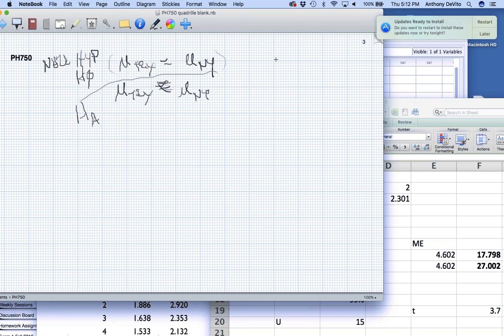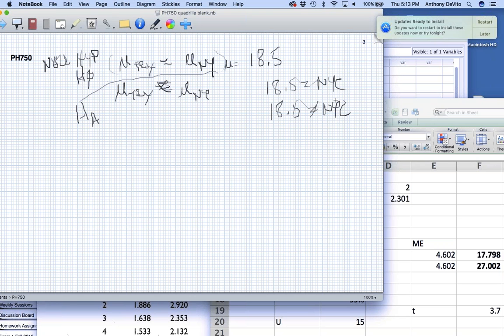So in this case, really, since we know what Texas is, I'm going to call Texas 18.5. I'm going to say mu is equal to 18.5. So really what we're saying is that 18.5 is equal to New York City. And the alternative is 18.5 is not equal to New York City.